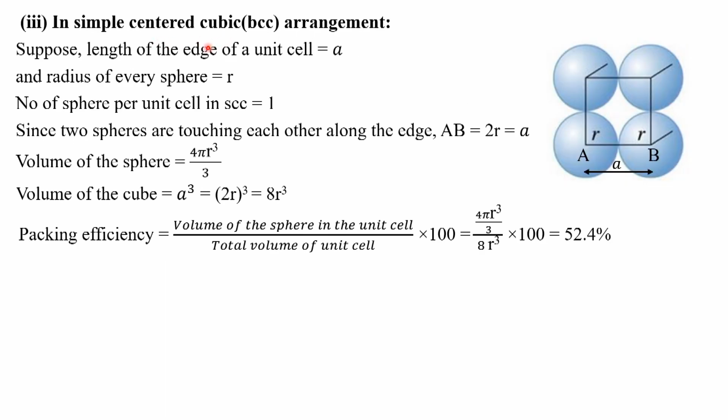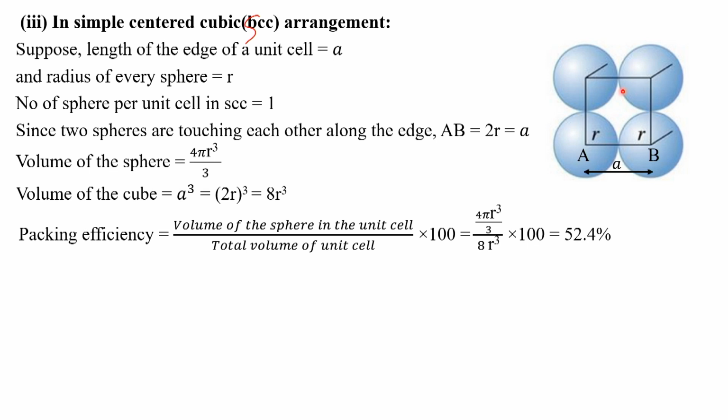The third one is the simple cubic arrangement. Suppose the length of the edge of a unit cell is a and the radius of every sphere is r. The number of spheres per unit cell in SC, this is SC, the simple cubic cell, not BCC, is 1. Since two spheres are touching each other along the edge AB, the length of AB is r plus r, 2r. So that is your a here.